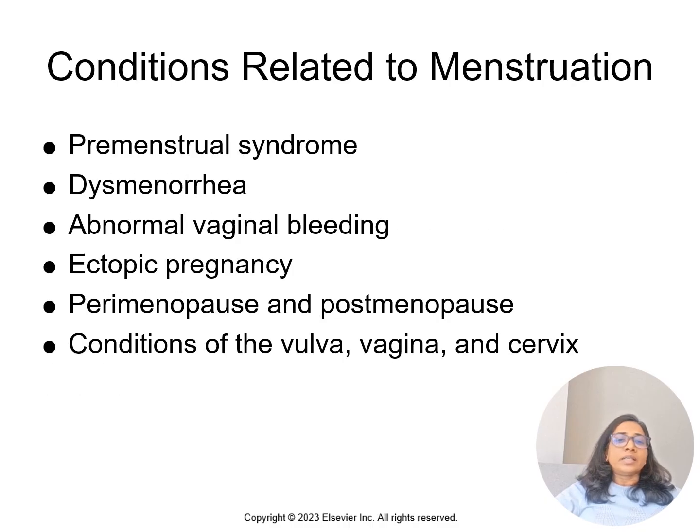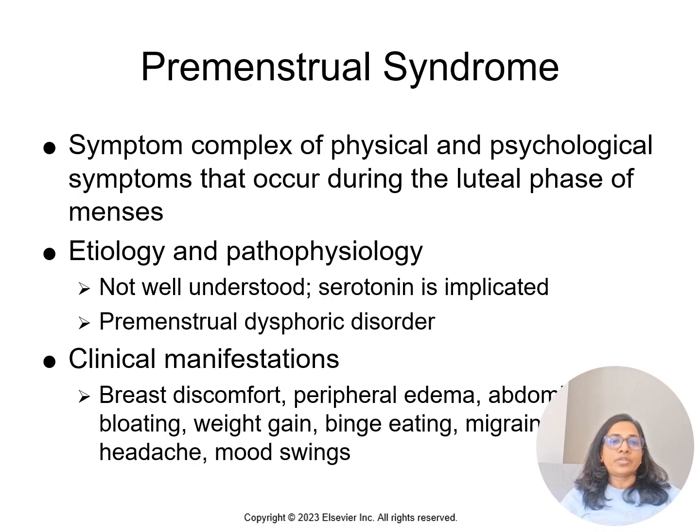Now let's look at the conditions related to menstruation. It is a collection of symptoms which we're going to discuss: premenstrual symptoms, dysmenorrhea, abnormal vaginal bleeding, ectopic pregnancies, and all of that. Let's look at the first one, which is premenstrual symptoms. Premenstrual syndrome is a complex of physical and psychological symptoms which occur during the luteal phase of menses. What does that mean?